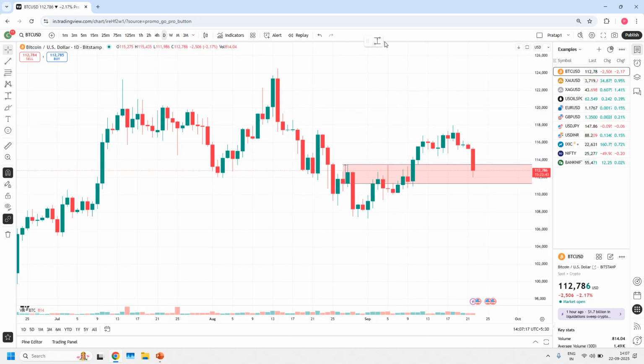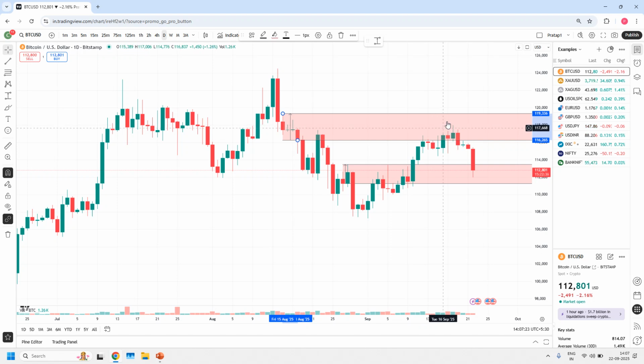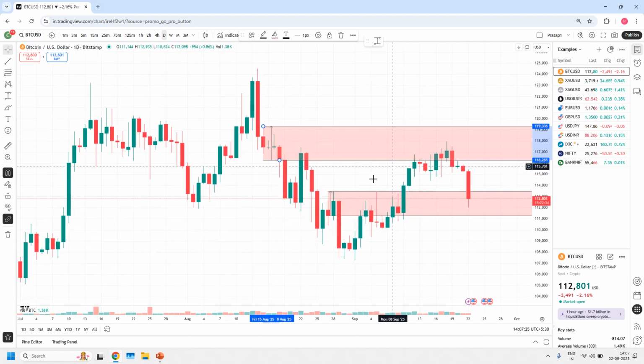And next, one more zone is here. Drop base drop. Currently it is tested. Is it violated? No. It is a tested zone. But this is a violated zone. See, if a zone is tested, trend won't be changed. Only if a zone is violated or pierced, either one. Suppose the first one is pierced, then trend will be changed.